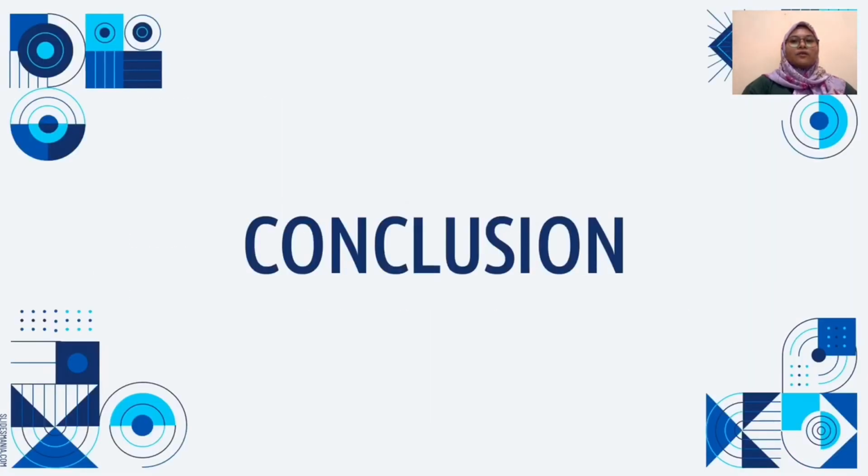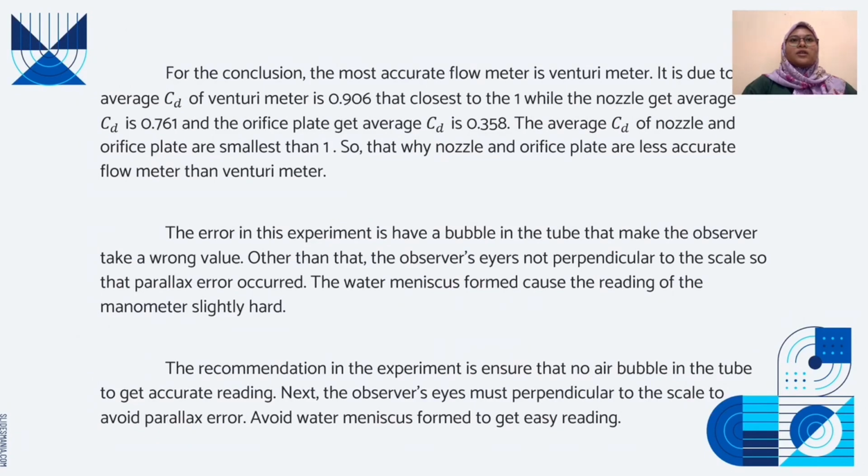So here we go for the conclusion. The most accurate flow meter is the venturi meter, due to the average CD of the venturi meter being 0.906, the closest to one, while the nozzle has an average CD of 0.761 and the orifice plate has an average CD of 0.35x. The average CD of nozzle and orifice plate is smaller than 1, so that's why nozzle and orifice plate are less accurate flow meters than the venturi meter.